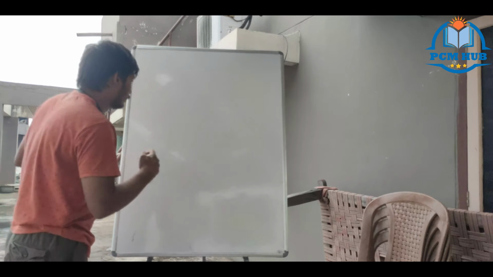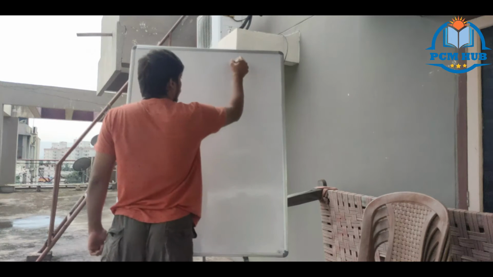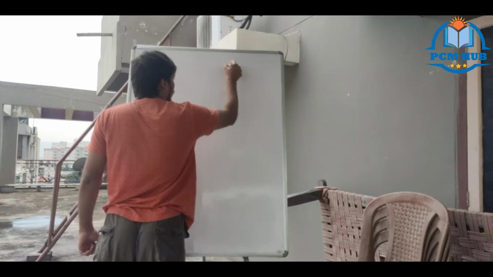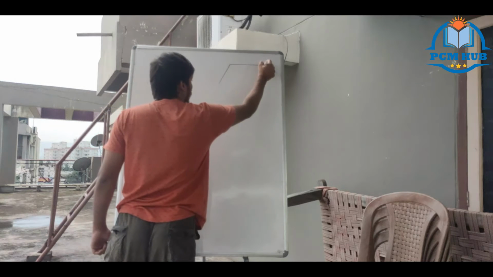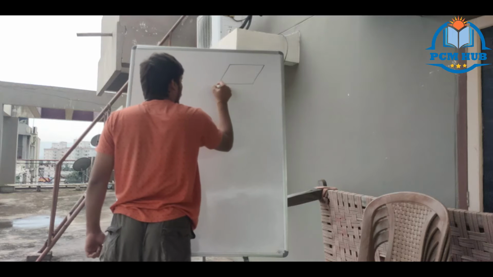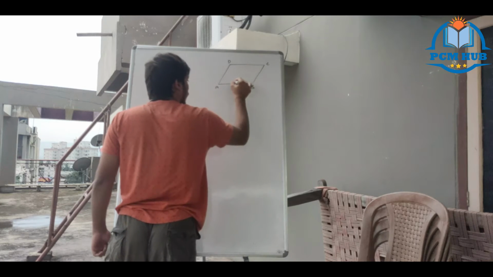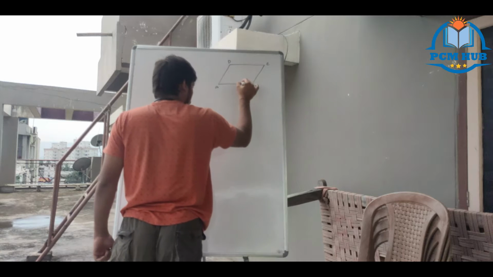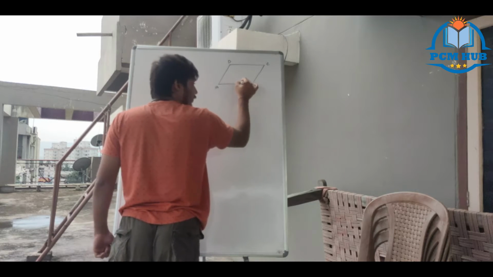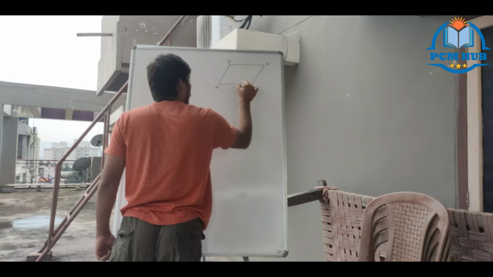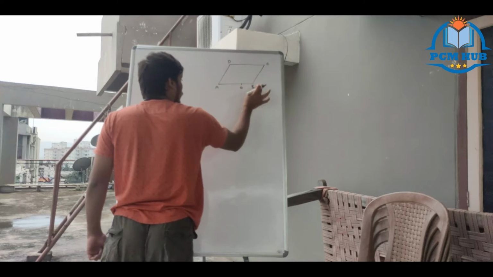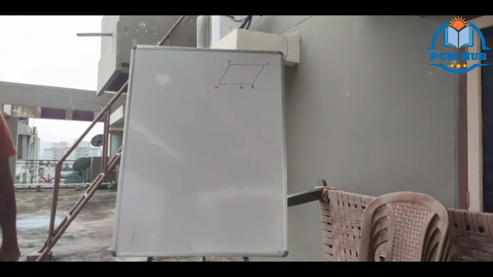ABCD is a parallelogram. Okay, drawing the figure first. G is a point on AB such that AG is equal to 2 times GB. Okay, next one.